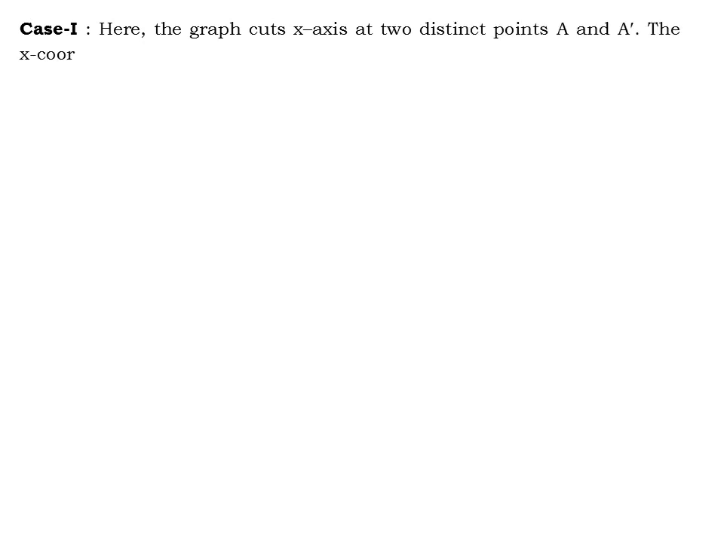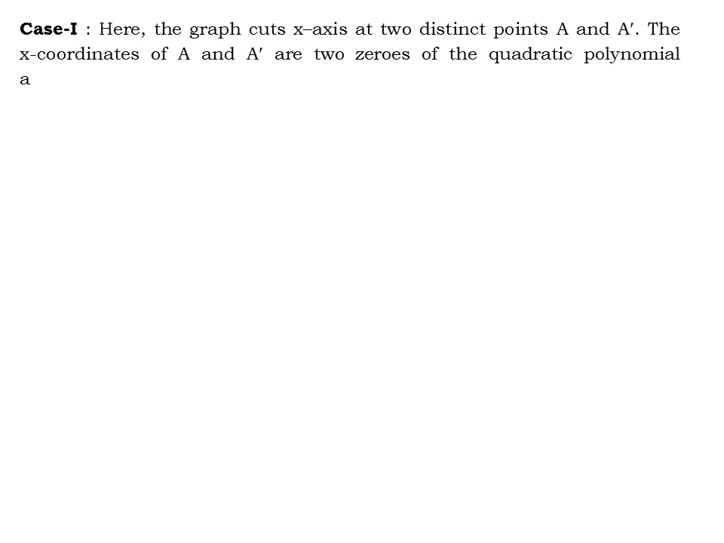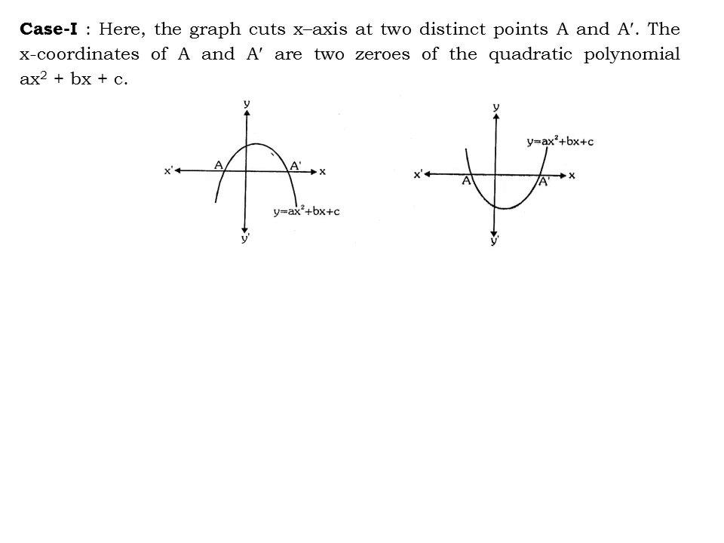Now we will discuss the different cases. Case 1. Here the graph cuts the x-axis at two distinct points A and A dash. The x coordinates of A and A dash are the two zeros of the quadratic polynomial ax square plus bx plus c, and these are the two types of graphs you will see. One opens downward and the other opens upward, and each intersects the x-axis at 2 points A and A dash, and both are called zeros of the polynomial.